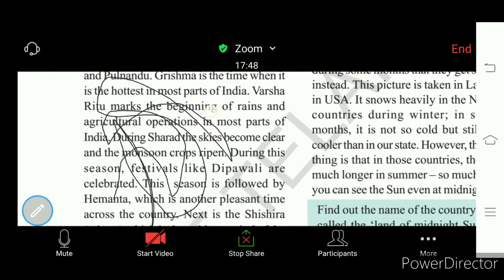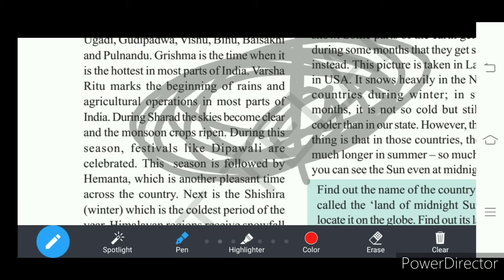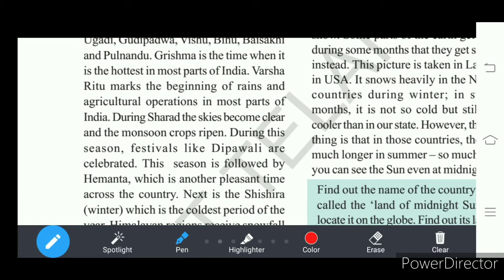It's the beginning of the rains, right? Agriculture operations in most parts of India start then. As the rainy season starts, farmers go on sowing the seeds and tilling the land, right? So agriculture work starts with the beginning of the rainy season. And during Sharat Ritu, the sky appears very clear and monsoon crops come into hand.